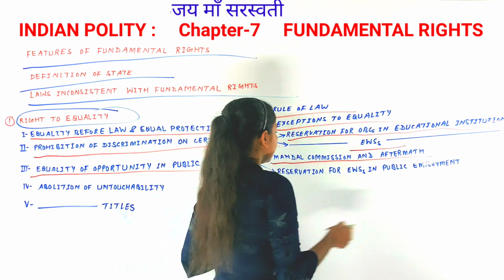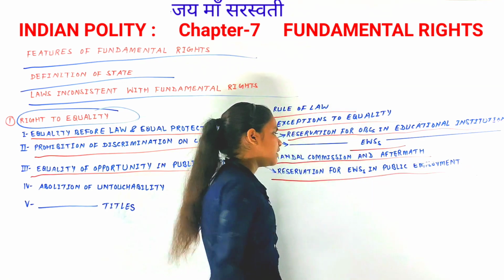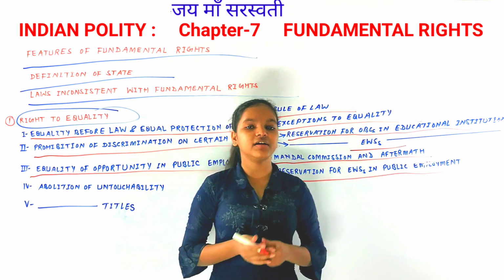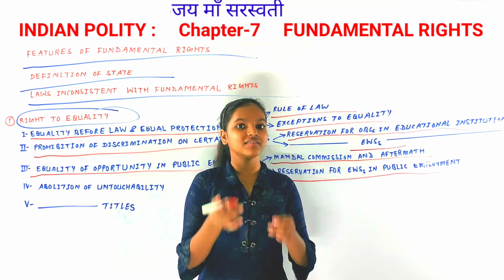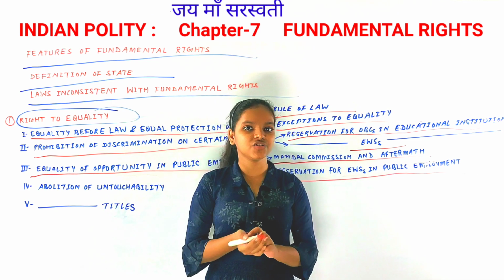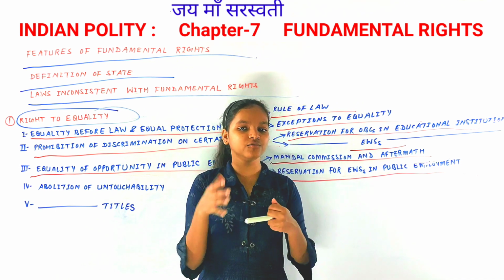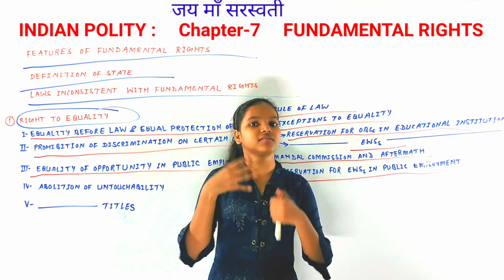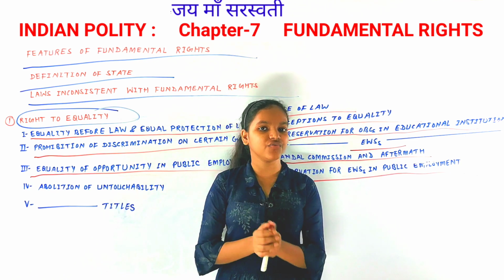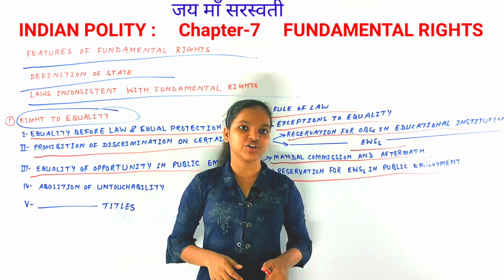So next is reservation for EWS in public employment, reservation for economically weaker sections in public employment. This provision was added in the Constitution by the 103rd Amendment Act of 2019. After that, there would be 10% reservation for the EWS, that is, economically weaker sections.